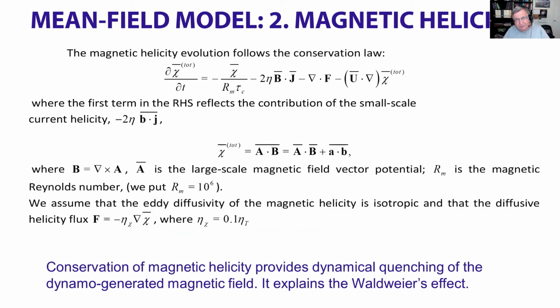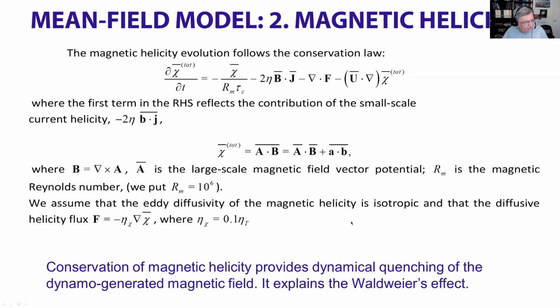So it's important that this model also includes a balance of magnetic helicity, and the balance of magnetic helicity actually provides what's called quenching of the dynamo-generated magnetic field, dynamical quenching. So it's kind of a back reaction of the magnetic field on flows. That is what controls the strength of the dynamo. Also, when the dynamo starts, small-k helicity is transformed into large-scale helicity, the solar cycle. But there is a balance of helicity. Helicity is conserved in this equation.